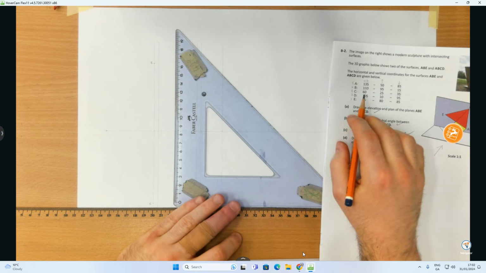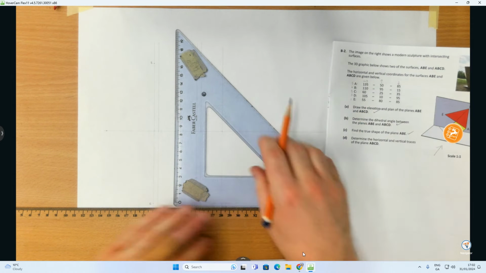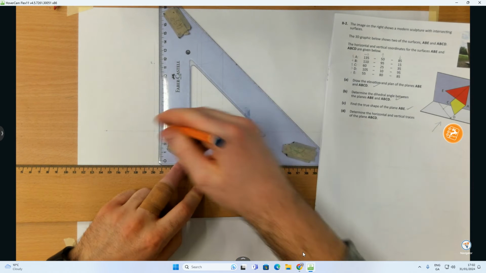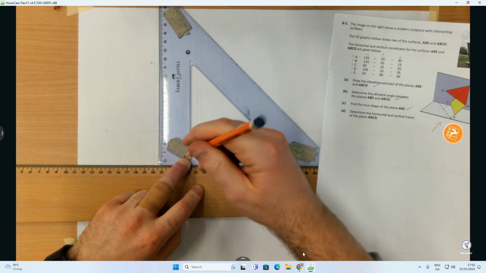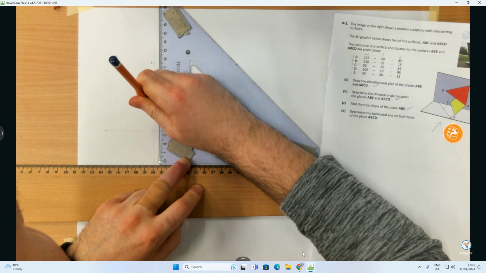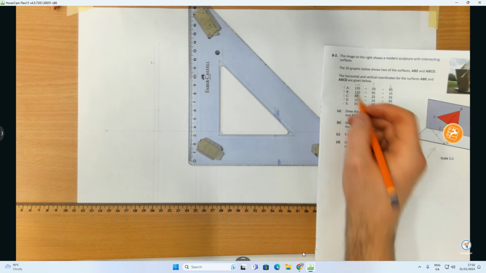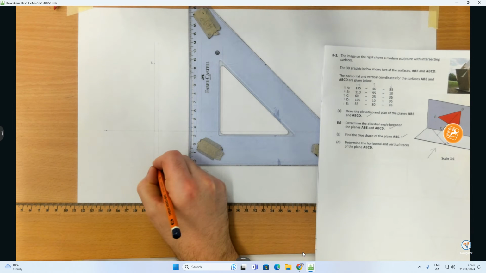Number 2 is C. It's up 25, down 35. The same process: I like to go 35 down to 0, and 35 plus 25 will bring me up to 60. You want to be bang on your measurements here. And that number 2 is C.